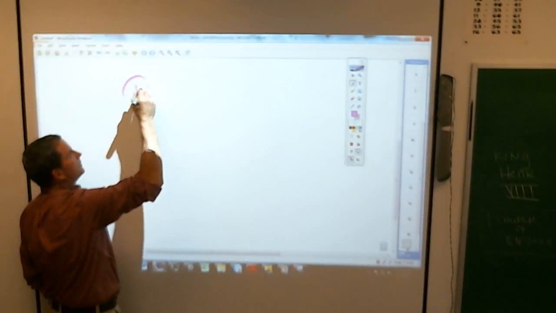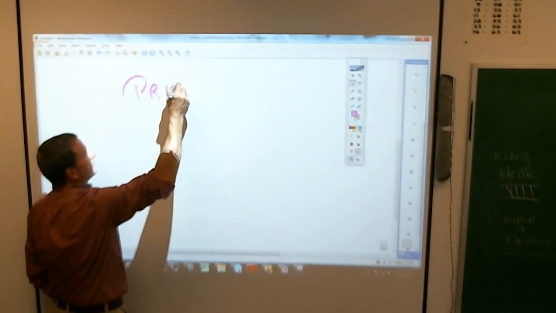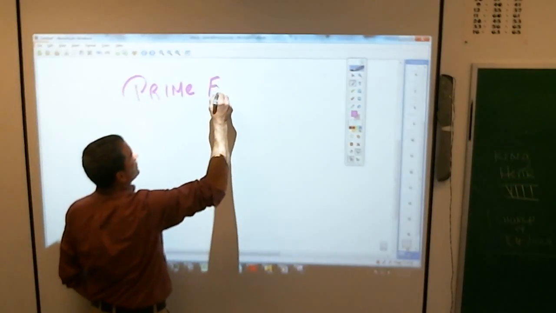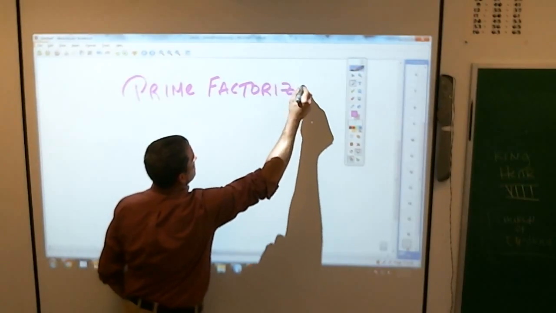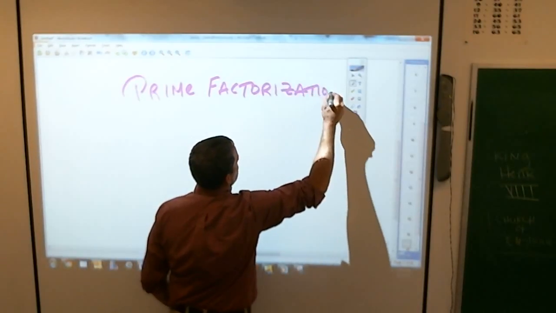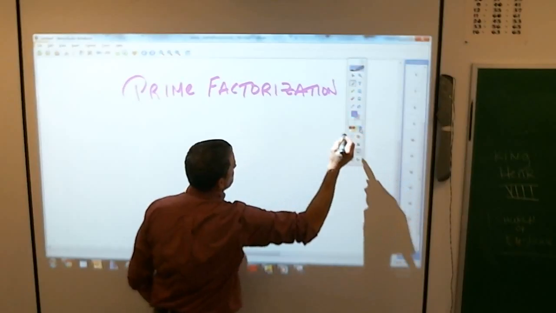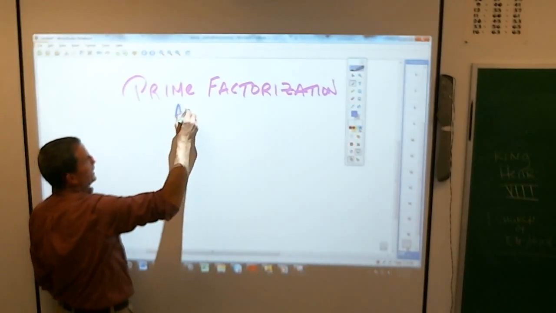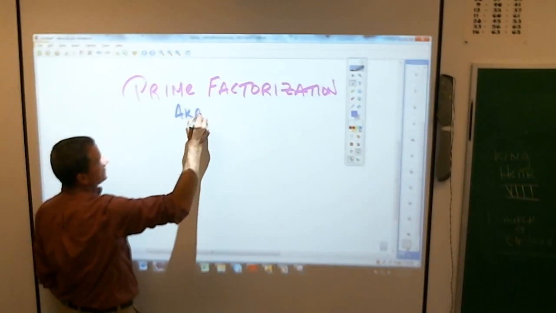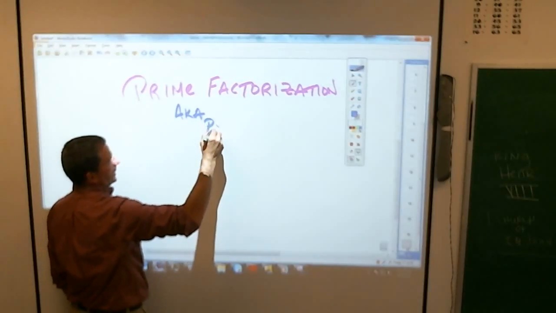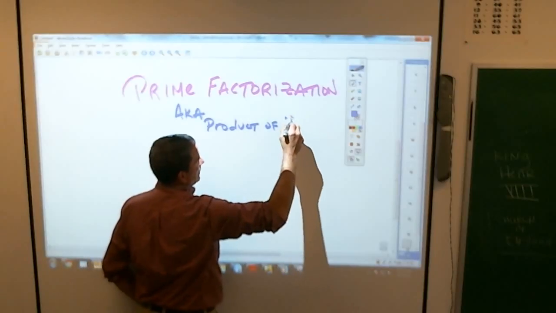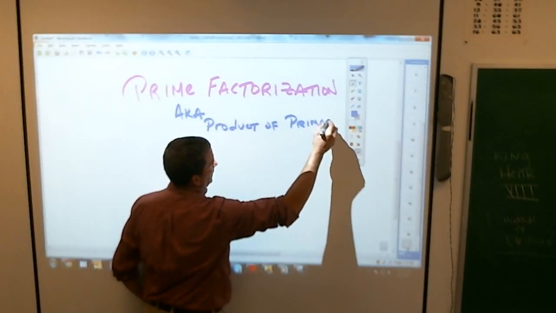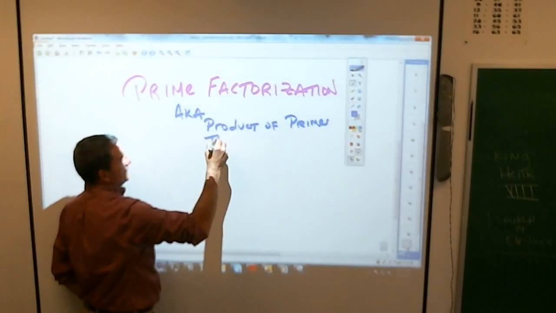Factorization. Prime factorization, which is also known as AKA product of primes, and sometimes I call it the beloved tree thing.